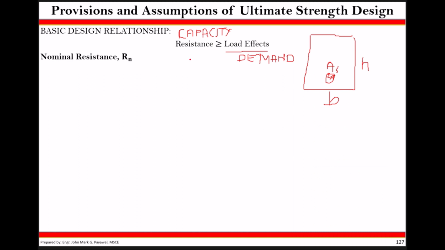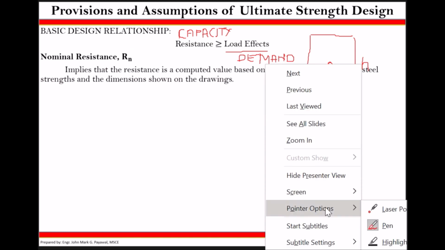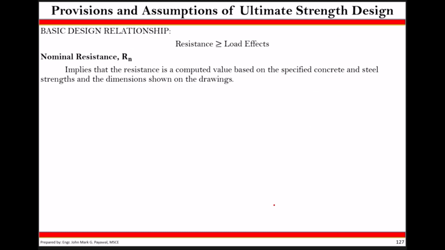Continuing, for your resistance, what we have is your nominal resistance, R sub n. So your nominal resistance is presented here as R sub n. And by definition, let me just clear my screen. By definition, it implies that the resistance is a computed value based on the specified concrete and steel strengths and the dimensions shown on the drawing.